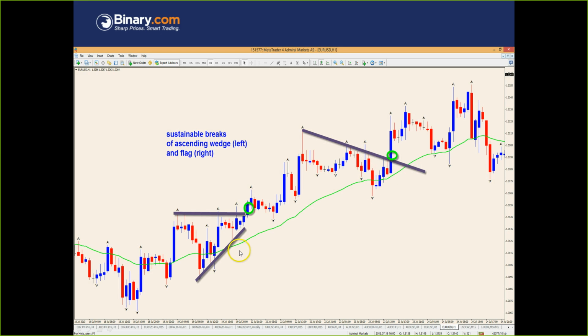Here's another example, euro dollar. We have good breaks with good price action out of the ascending wedge and out of this resistance line, which is looking like a bear flag. Both breaks doing very well. Right? Sustainable breaks, price action confirming a good breakout to the upside.